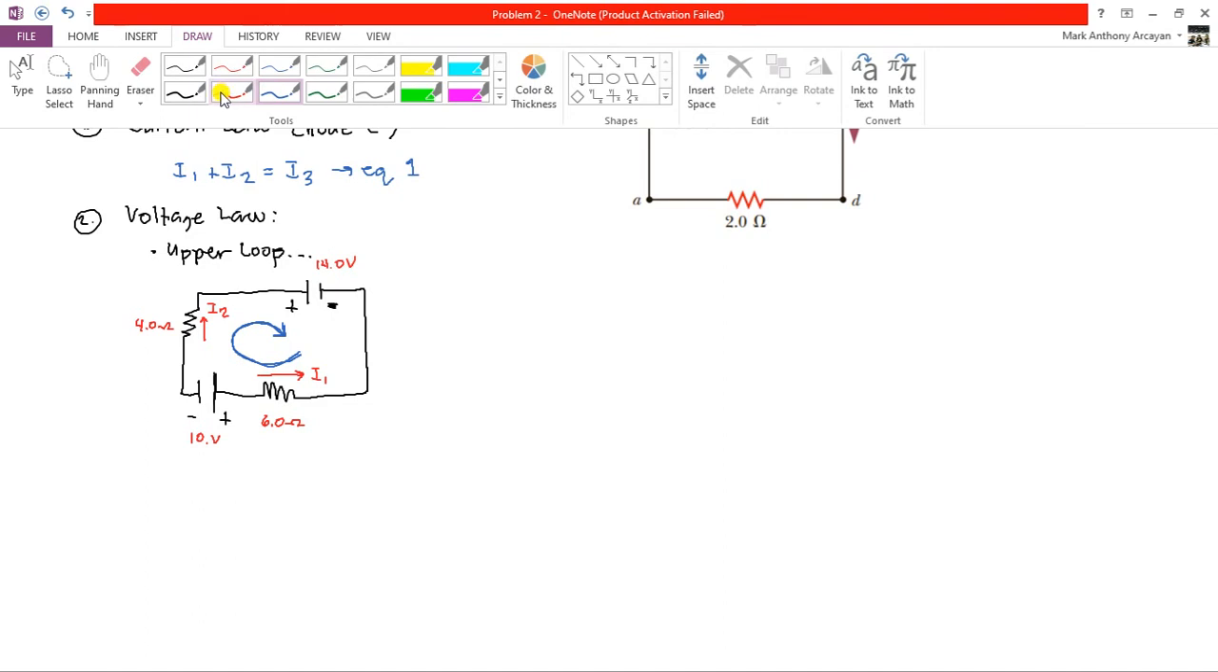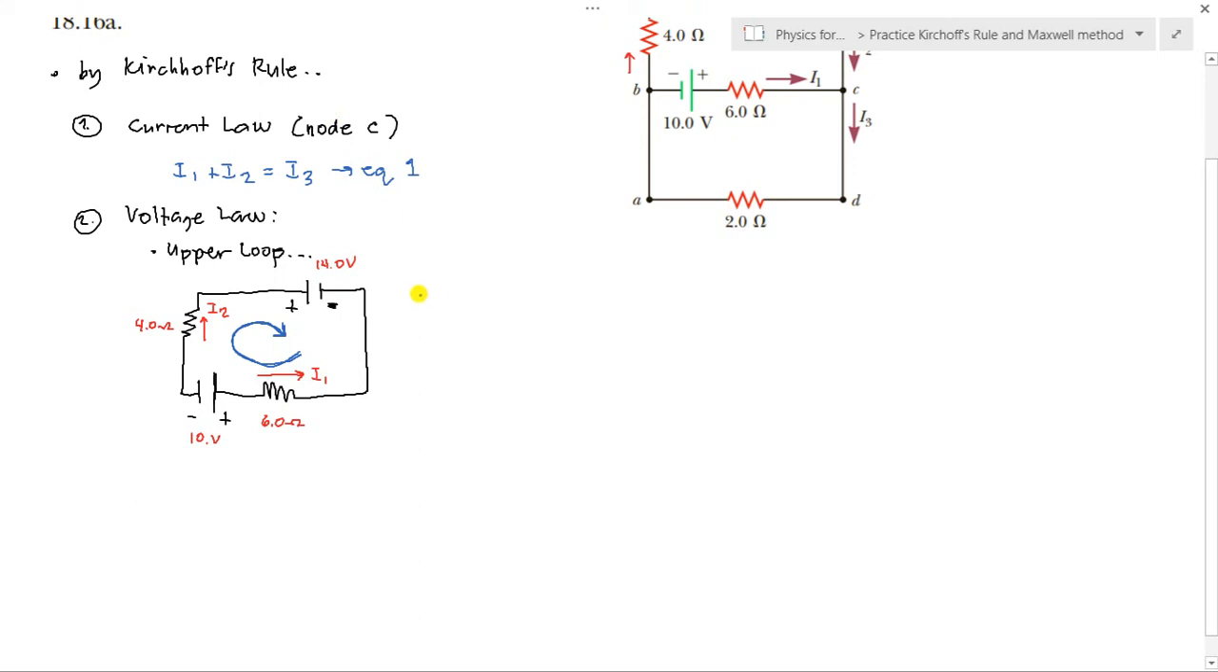So what does that mean? We have a voltage drop. Okay, we have a negative sign, remember what I said earlier. So we have a negative sign there, so we have negative 14. From positive, following the direction of my blue arrow, to negative: voltage drop.